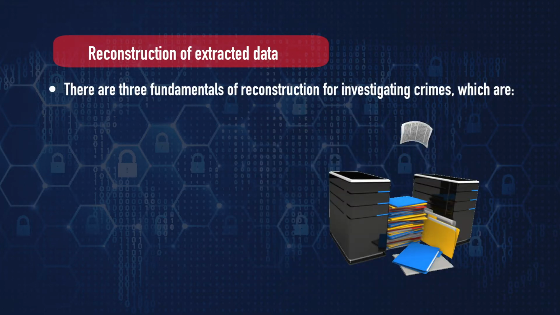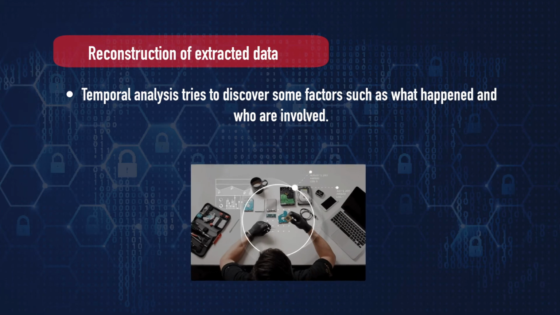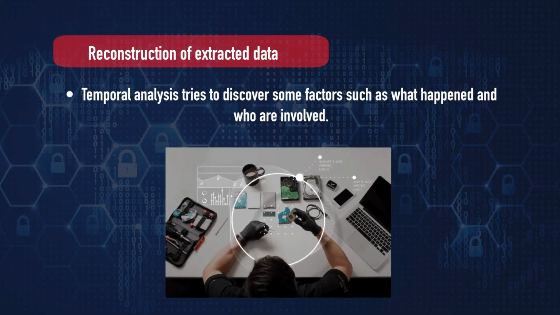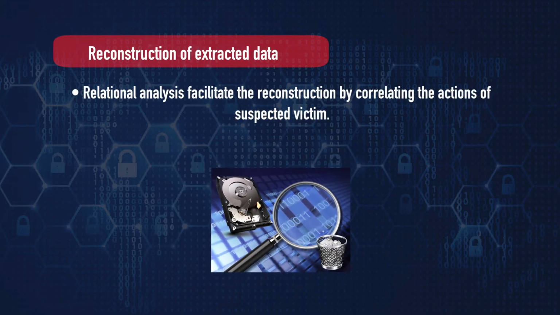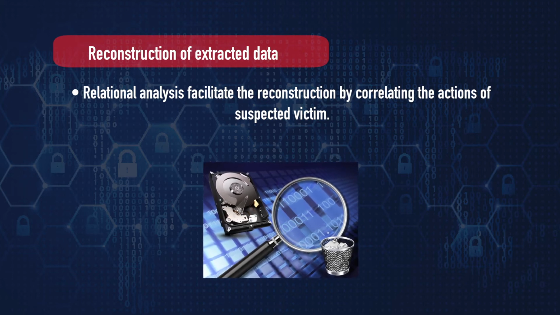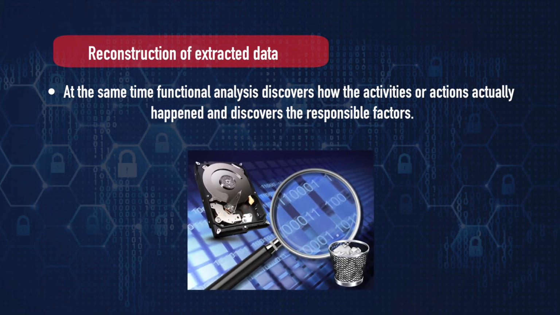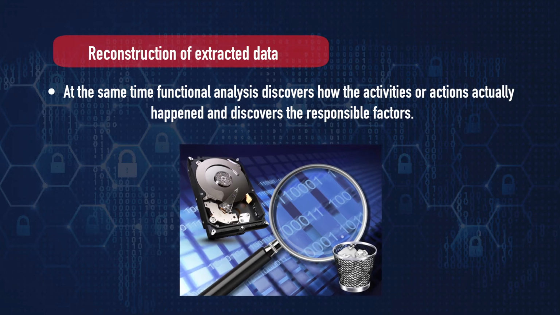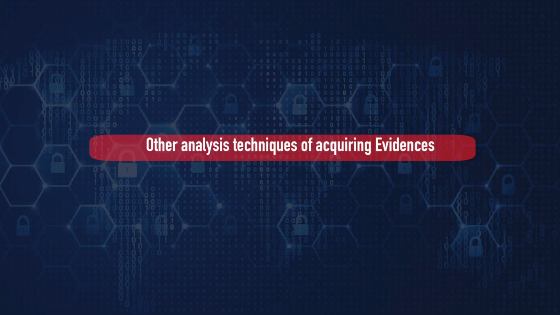There are three fundamentals used for the reconstruction of the crime scenes. They are temporal analysis, relational analysis, and functional analysis. Temporal analysis tries to discover factors such as what happened and who was involved. The relational analysis facilitates the reconstruction by correlating the actions of the suspected victim. At the same time, functional analysis discovers how the activities or actions actually happened, and it tries to discover the responsible factors. There are other analysis techniques applied as well for acquiring the evidence.